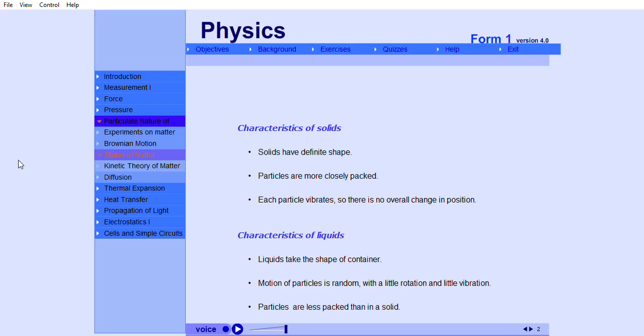Characteristics of liquids. Liquids take the shape of the container. Motion of particles is random with a little rotation and little vibration. Particles are less packed than in solids.